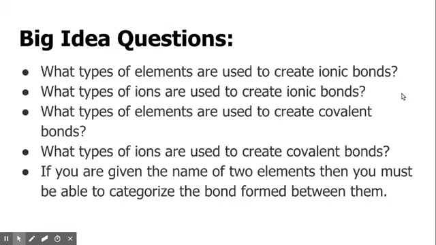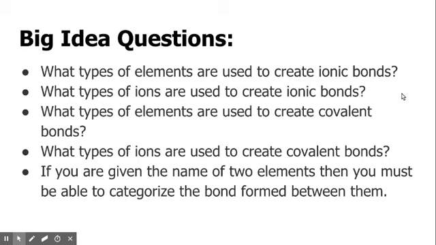So, big idea questions. What types of elements are used to create ionic bonds? What types of ions are used to create ionic bonds? What types of elements are used to create covalent bonds? And what types of ions are used to create covalent bonds? So you can see elements and ions, different types, are both going to be fair game for these questions.